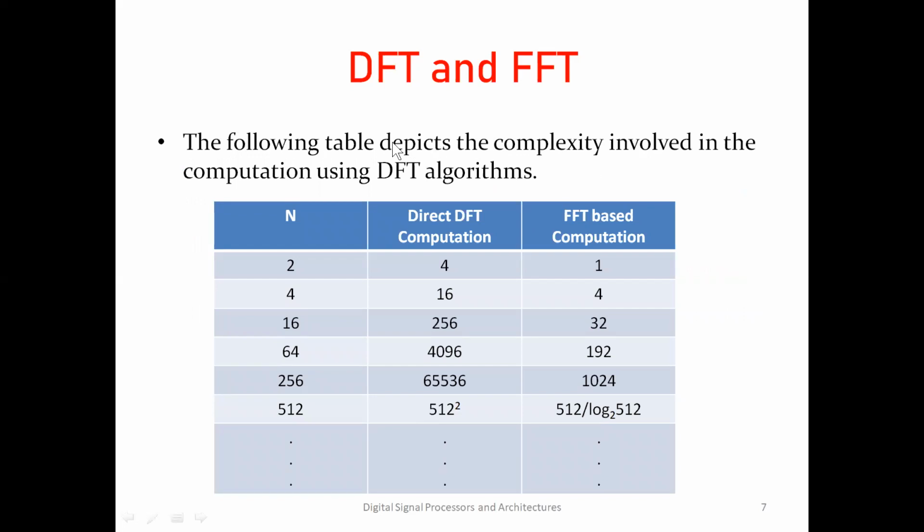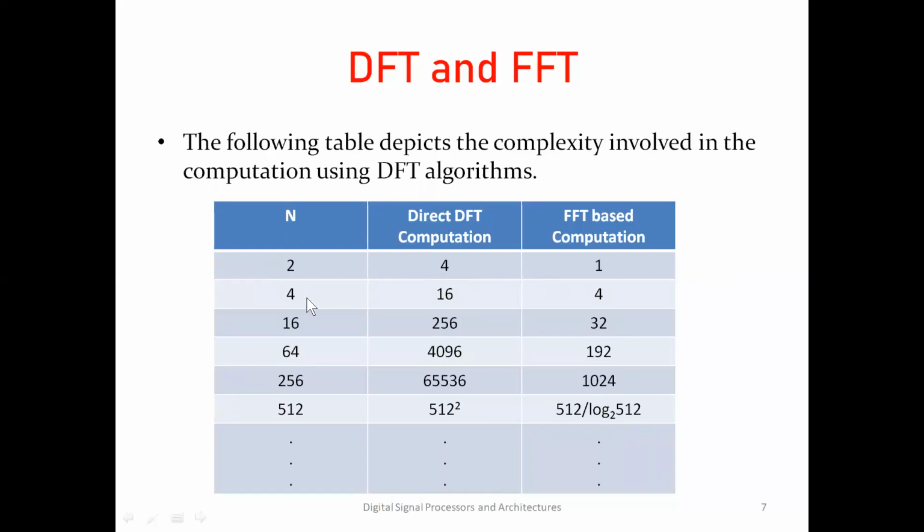So when we see this number of computations comparison between the DFT and FFT, this table makes it clear that, for n, the number of total samples you have, how many computations you require for the DFT and also for the FFT. So when n is 2, the computations here are in the ratio of 4:1.